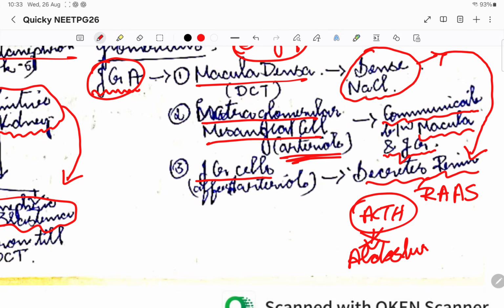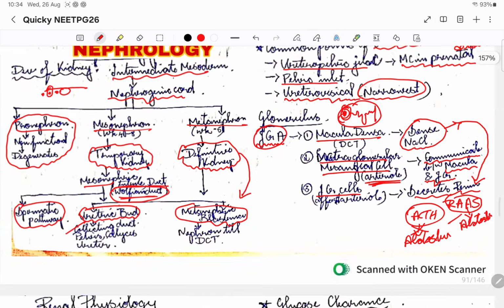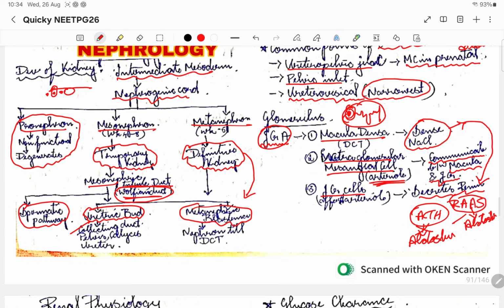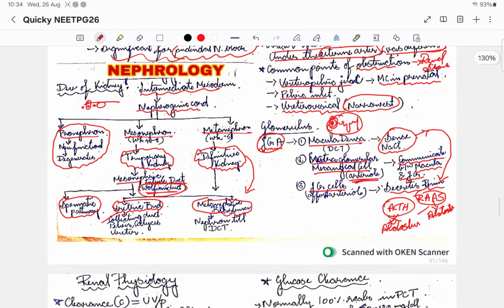It is the RAS pathway, this particular JGLs, which tells the aldosterone to get released. Okay, so this is the pathway by which aldosterone gets released. Please try to differentiate between the macula densa and the JGL activity.